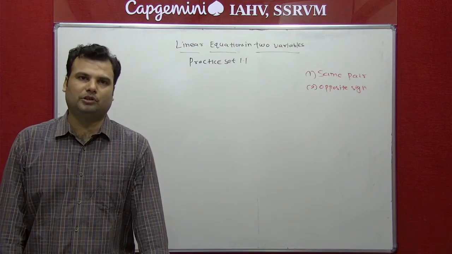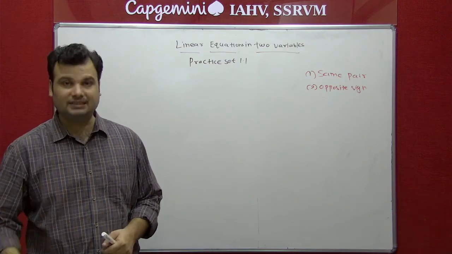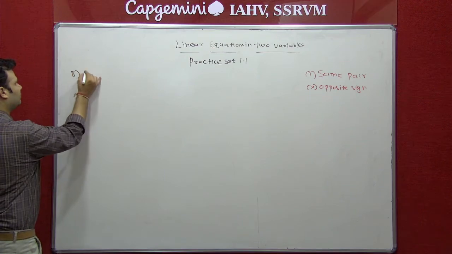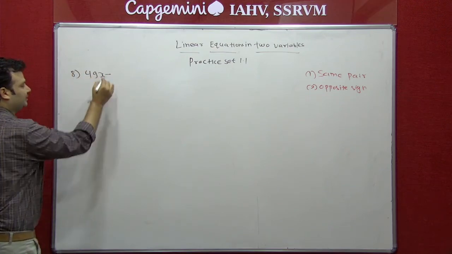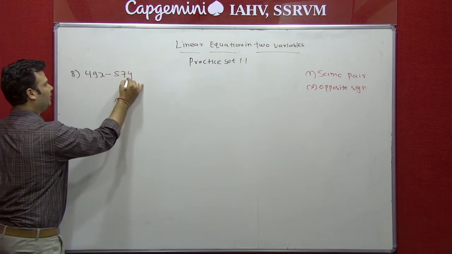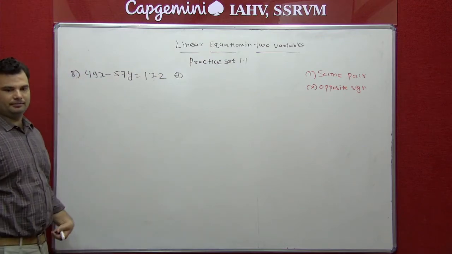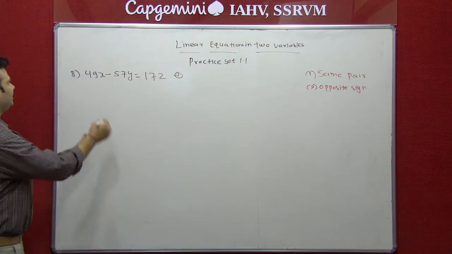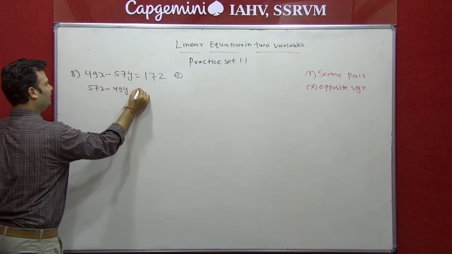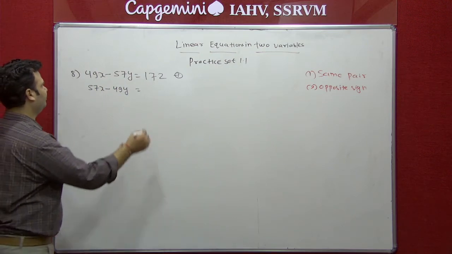Similarly, student, the last sum is also same to same like sum 7. First, we have to see what is sum 8. So just check, sum 8 is given 49x minus 57y equal to 172. This is equation number 1. And 57x minus 49y is given 252.